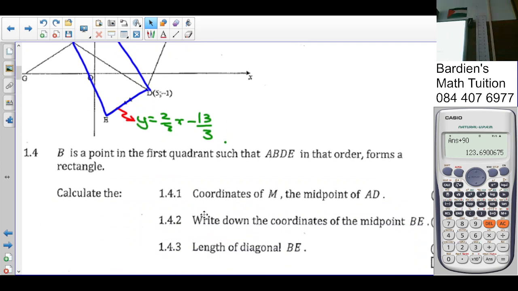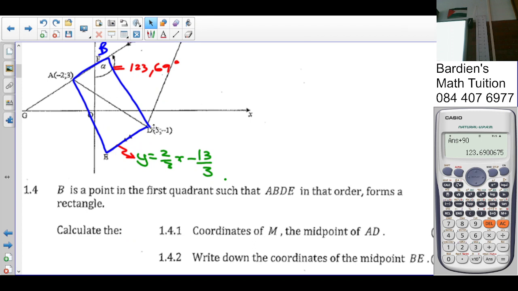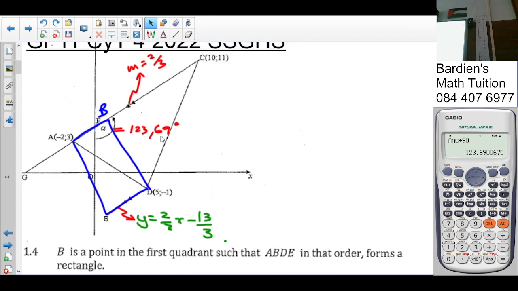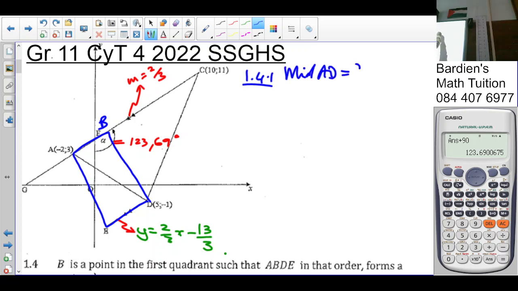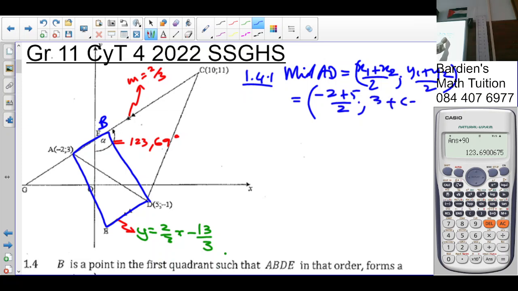The question says calculate the coordinates of M, the midpoint of AD. Okay, so calculate M, the midpoint of AD, 1.4.1. So the midpoint of AD is equal to (x1 plus x2 over 2, y1 plus y2 over 2). So AD is going to be (negative 2 plus 5) over 2 and (3 plus negative 1) over 2. So that gives us 3 over 2 and 2 over 2, which is 1. So this is M, which is (3 over 2, 1).